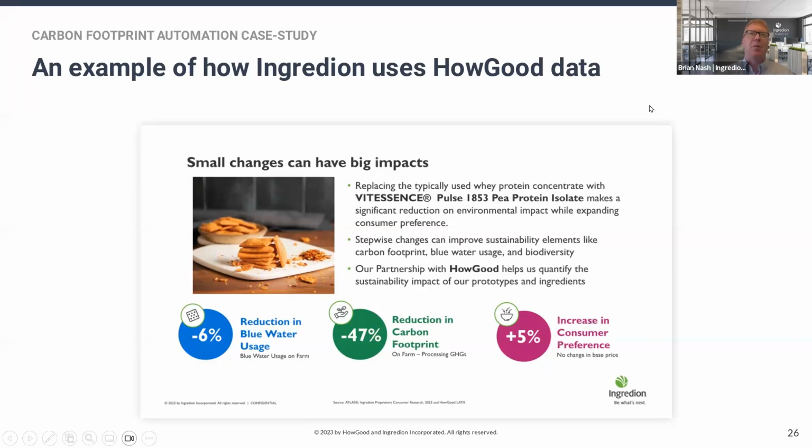And then at Ingredion, we have a proprietary consumer insights database called Atlas that we've been running for 11 plus years. And we were also able to plug that information into Atlas and show a 5% increase in consumer preference on that product. So just an example of how we use this tool in real life.